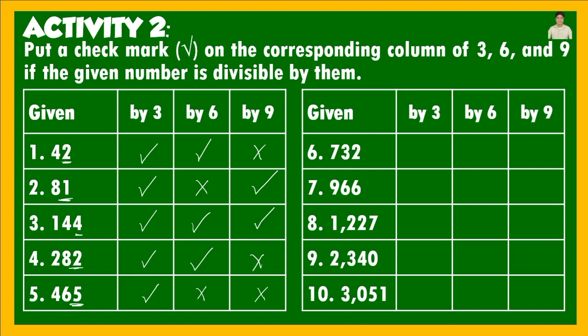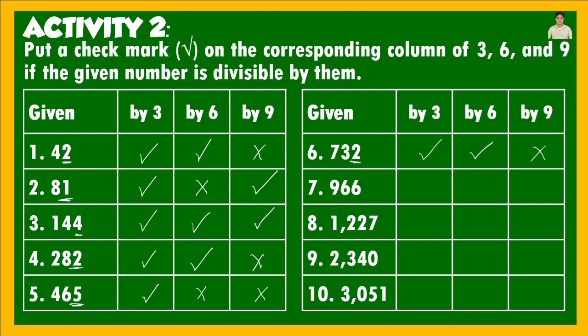Next, 732. 7 plus 3 plus 2 will have 12, and 12 is divisible by 3. And then, the last digit is 2, which is an even number. Since divisible by 3, divisible by 2, divisible by 6 siya. And then the sum is 12, and 12 is not divisible by 9.